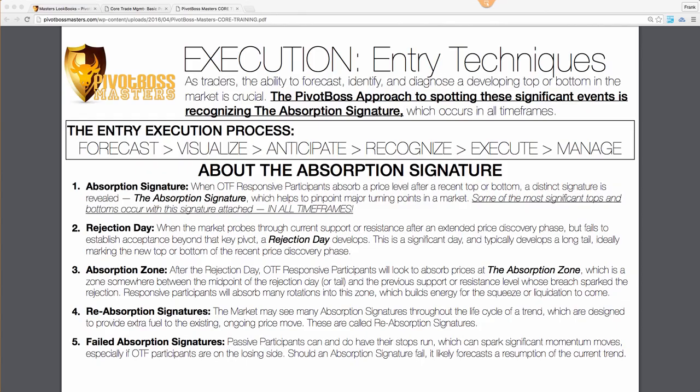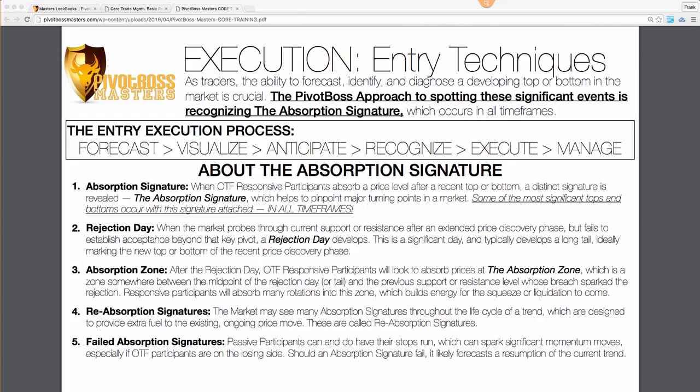This is one of those patterns that happens whether you're watching a tick chart or weekly bars. You can spot this absorption signature in any chart, any time frame. The ability to forecast, identify, and diagnose this pattern when it's developing can help you identify the top or the bottom of either a short, medium, or long-term move. This is one of the major patterns I've used over the last several years to help me identify major turning points in the market, including the recent market, which we'll see some examples of pretty soon.